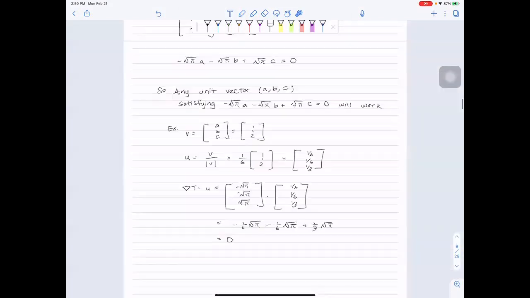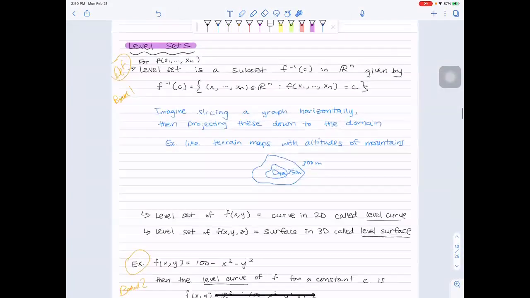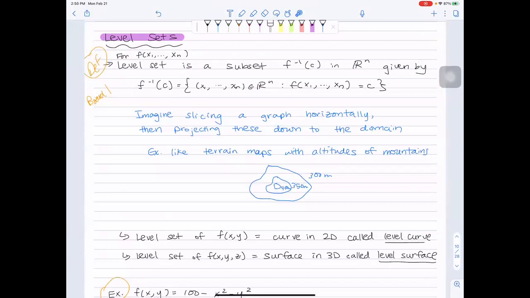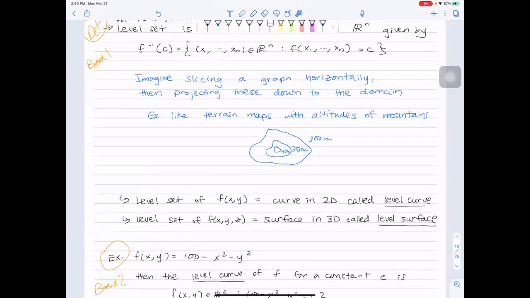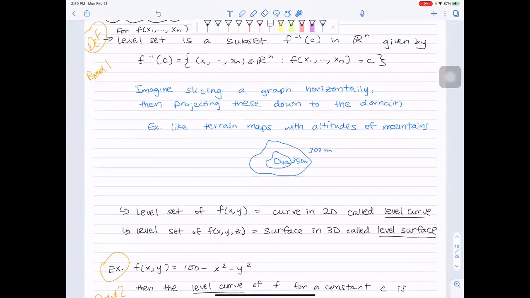Okay, so let's move on to level sets. Okay, so that took a bit long, so I'm going to keep going on my iPad now. A level set is a subset F inverse C. This is just the definition, but that definition is kind of weird, so let me do examples. First, the level set of F of X, Y. Here you have two inputs. This is going to be a curve in 2D called a level curve. Now, if you have three inputs, the level set of that will be a surface called the level surface.